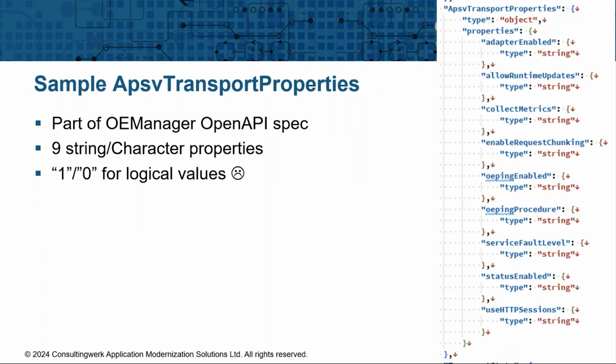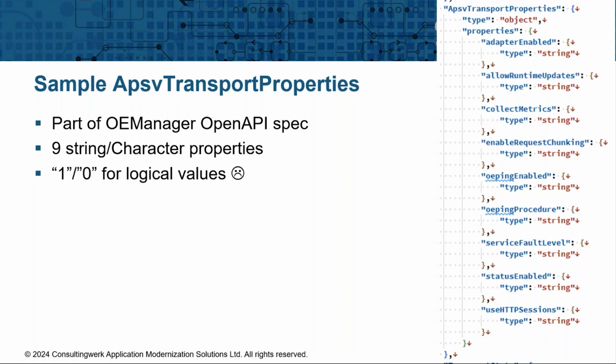So when we look at the Swagger document for the OE manager, you see on the right-hand side the section that describes one of the structures there. It's just a random pick, the APSV transport properties. It's an object. It has properties: adapter enable of type string, allow runtime updates, collect metrics, enable request chunking, etc. 9 character properties.